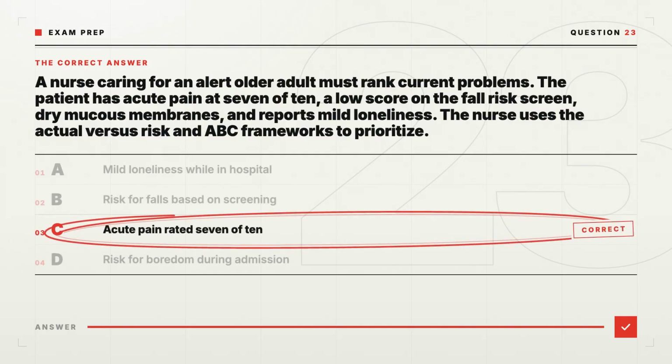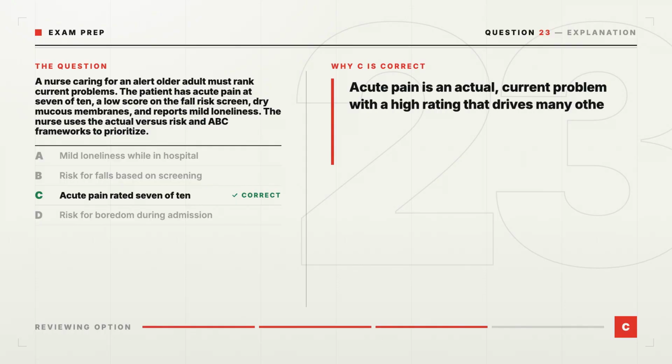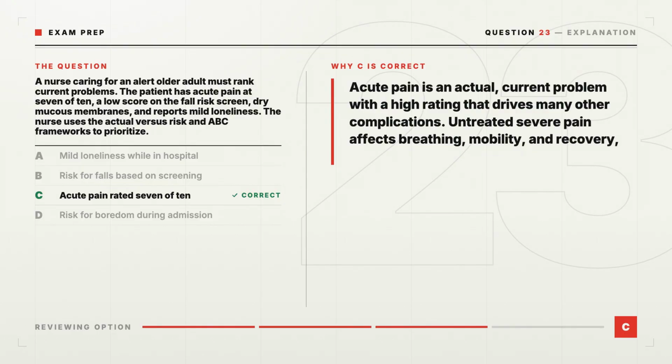The correct answer is C. Acute pain rated 7 of 10. C is correct because acute pain is an actual current problem with a high rating that drives many other complications. Untreated severe pain affects breathing, mobility, and recovery, so the nurse addresses this real issue first now.